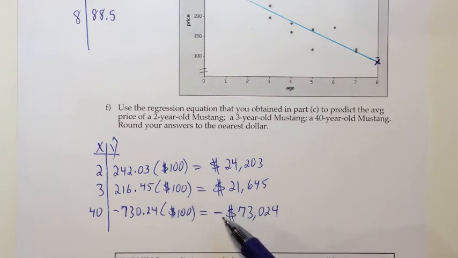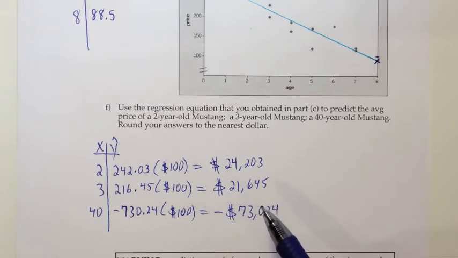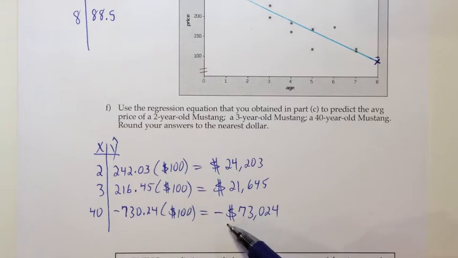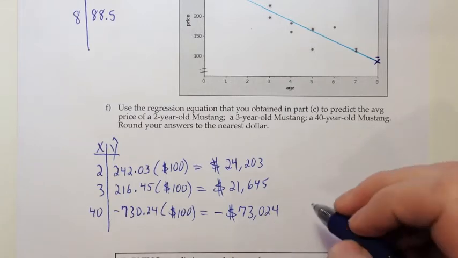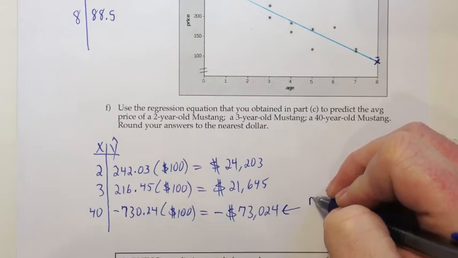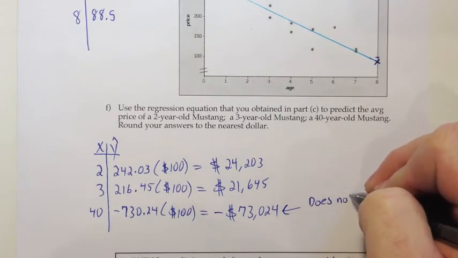If I was going to interpret that negative 73, I would take that to mean that when you buy a 40-year-old Mustang, well, it's negative, so instead of paying $73,000, they would give you $73,000. So you would get both the car and the money. And if that was true, I would be buying all the 40-year-old Mustangs I can. So this doesn't seem to make any sense, and I'm just going to make a note of this. Does not make sense.